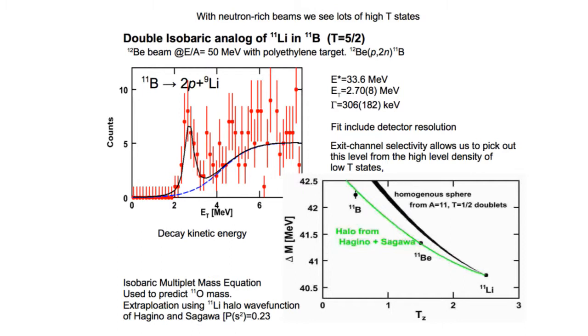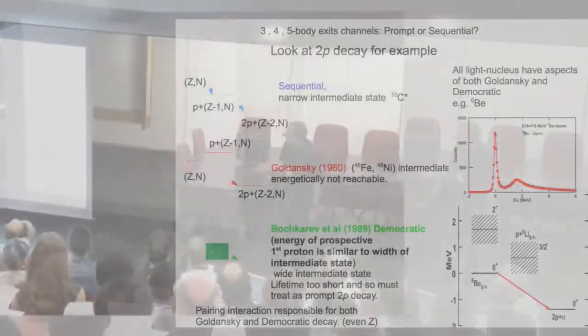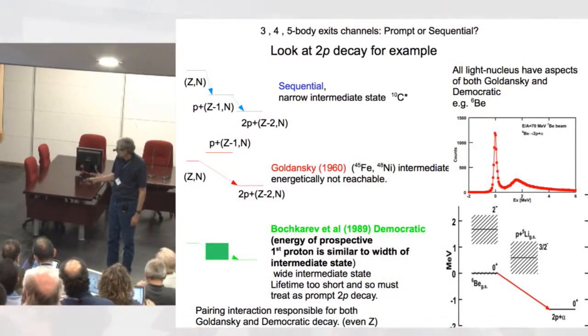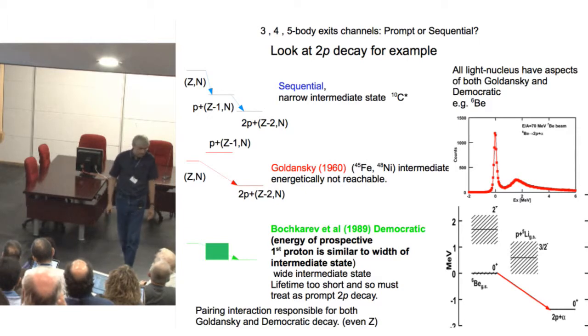Here we go. So when you have an exit channel with three particles, the question is: is it prompt? Are the three particles emitted all in one stage, or is there some series of emissions? One possibility is a sequential case where you're emitting through some intermediate state, okay? And if the intermediate state is narrow, so long-lived, there can be no interaction between the protons emitted in the two steps. So that's a really pure case of sequential emission.